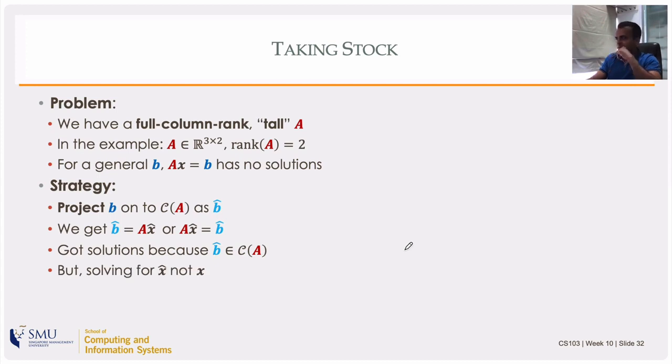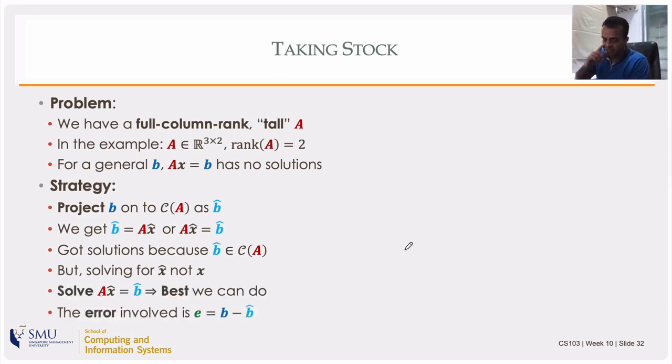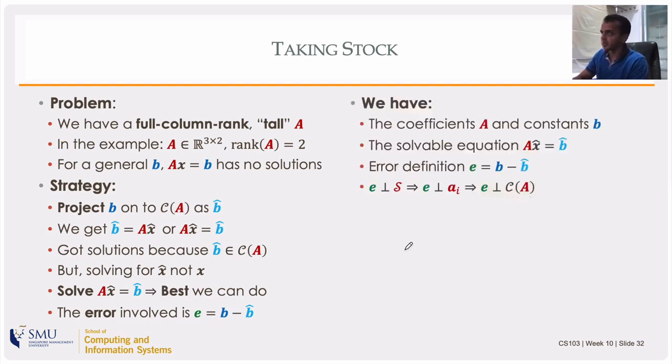But the price that we pay here is that we are not actually solving for x. x doesn't exist, there's no solution really, but we are solving for x hat, the best possible solution, the best approximation to the solution. So that is the best we can do. So there is an error involved here, and the error is quantified or represented by the error vector E, which will be the original constants vector minus the projection onto the column space.